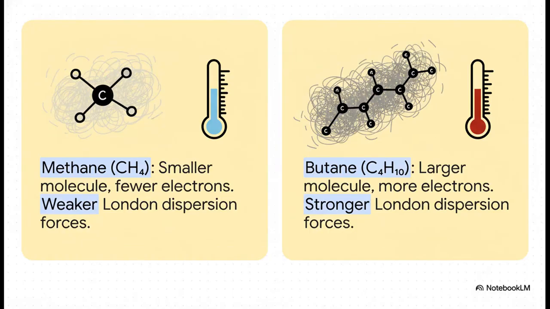Let's put this playbook into action right now. Methane versus butane. Step 1. Got 'em. Step 2. Both are nonpolar alkanes, so they only have London dispersion forces. Step 3. Okay, but butane is a much bigger molecule with way more electrons, which means its temporary dipoles are stronger and more frequent. Steps 4 and 5, therefore, butane has stronger IMFs, and that's why it has a higher boiling point. See? Simple as that.